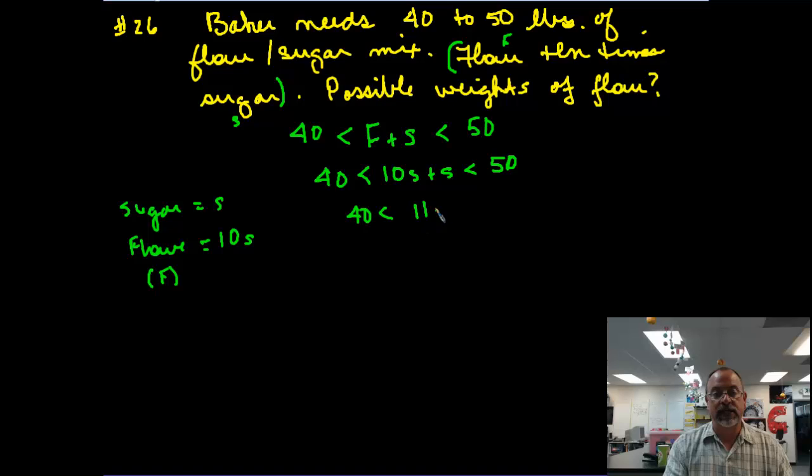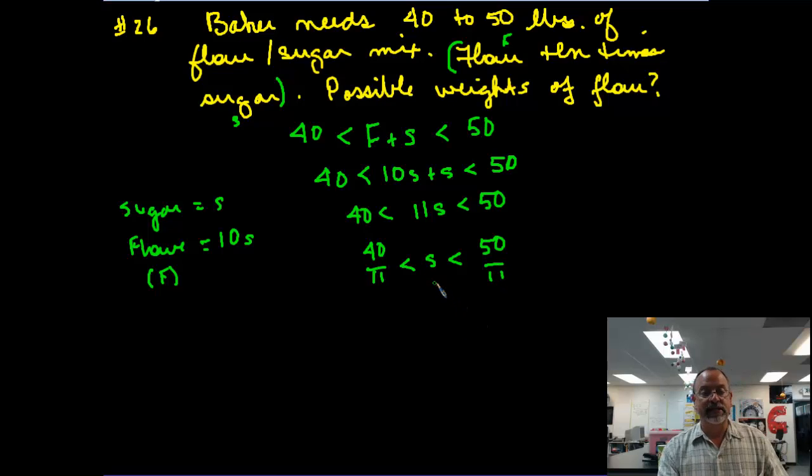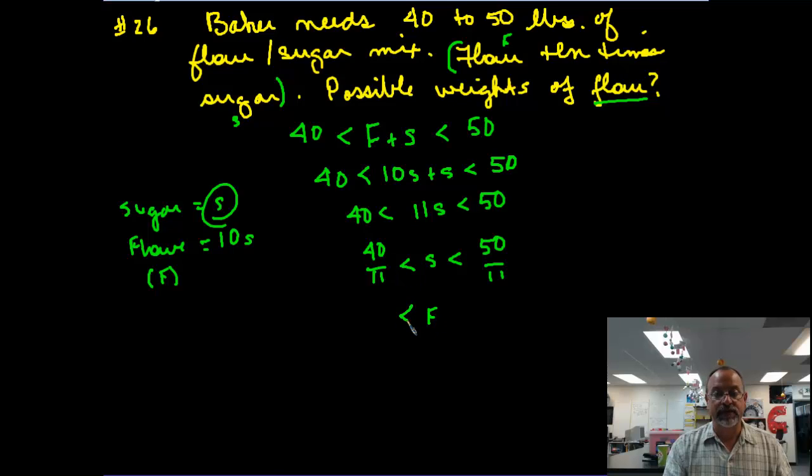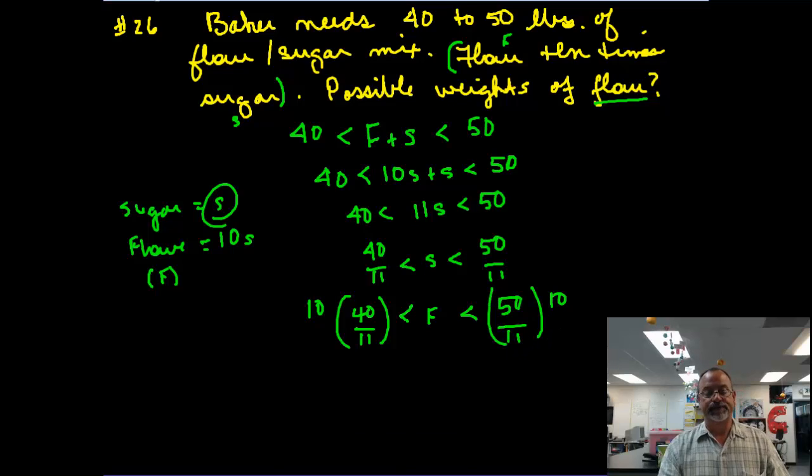So 40 < 11s < 50, and then I go ahead and divide by 11. So I'm just going to leave it as 40 divided by 11 for right now, and 50 divided by 11. So that's what s is. But what is s? s is sugar. Well, if I go back, it wants me to ask the possible weights of flour. So flour is going to be 10 times whatever my sugar is going to be. So my sugar is going to be between here and here. So my flour is going to be the sugar times 10. If I'm putting this much sugar in, 10 times that.